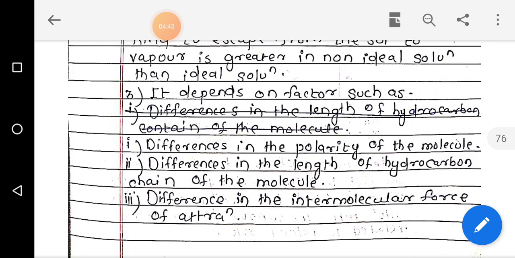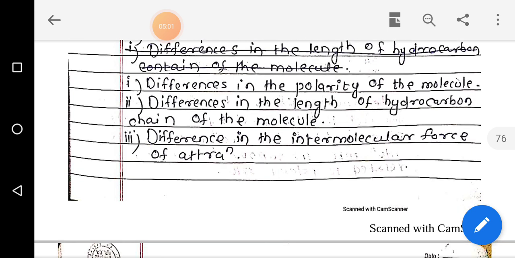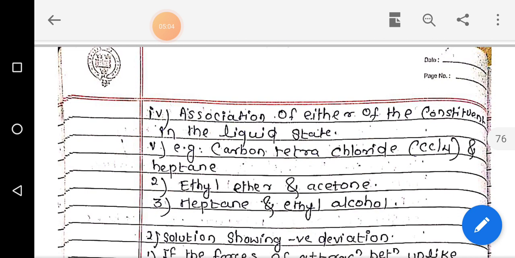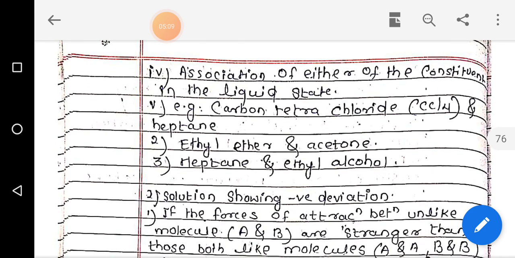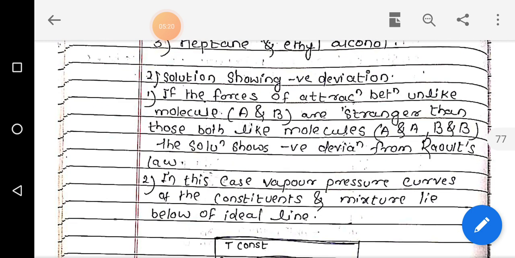It depends on factors such as the difference in polarity of the molecules, differences in the length of the hydrocarbon chains of the molecules, differences in intermolecular forces of attraction, and association of either of the constituents in the liquid state. Examples: carbon tetrachloride CCl4 with heptane, ethyl ether and acetone, heptane and ethyl alcohol. Next, the solution showing the negative deviation.